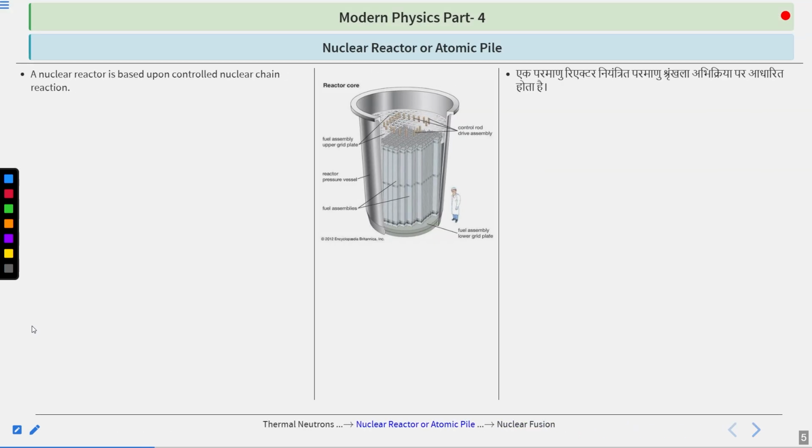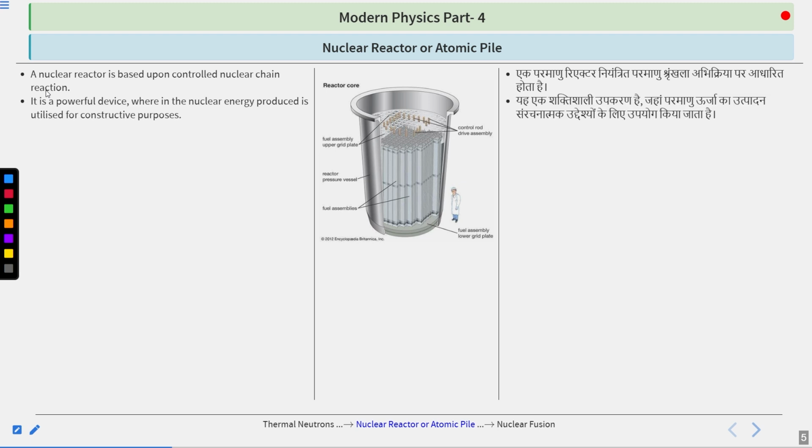Nuclear reactor or atomic pile. A nuclear reactor is based upon controlled nuclear chain reaction. If you remember, in the previous lecture we saw that nuclear reaction could be both a boon or a bane. If it is in a controllable manner, it could be used for various purposes for the betterment of humankind. But if it is uncontrollable, it could have a disastrous effect on humankind and the environment both. So when we talk about the nuclear reactor or atomic pile, the reaction we carry out is the controlled nuclear chain reaction.